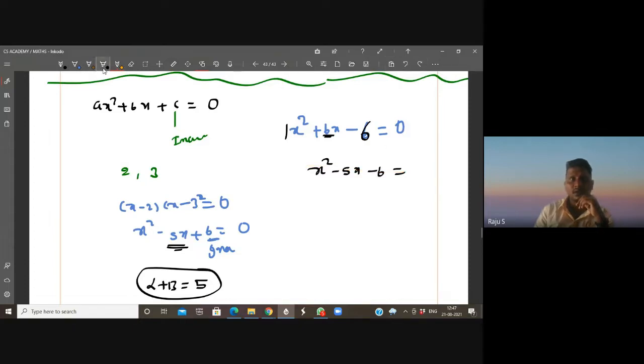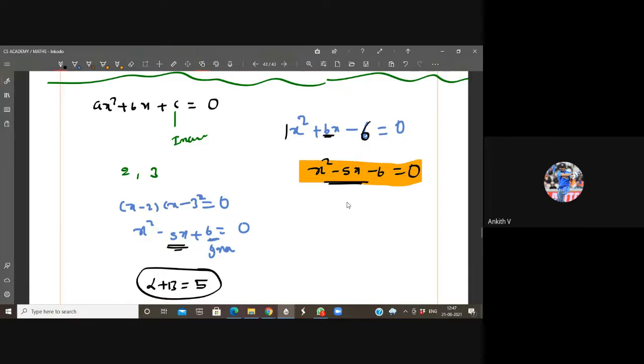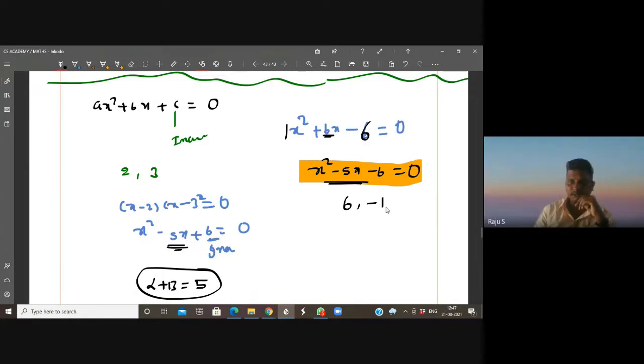From this, can anyone tell the correct roots of this quadratic equation? 6 comma minus 1. Right, 6 comma minus 1 are the correct roots. Because instead of minus 6, the first student took plus 6 incorrectly. But actually the correct one is minus 6. The sign alone changed, and see, the roots also changed.